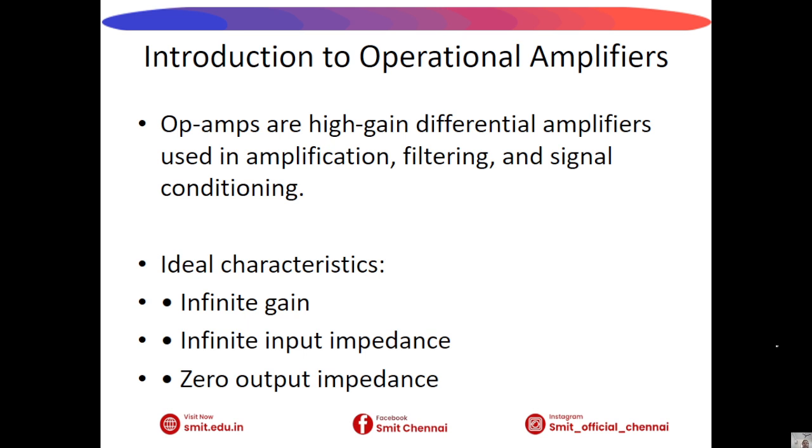First, we see about the introduction to operational amplifiers. An operational amplifier or op-amp is a high-gain differential amplifier widely used in analog electronic systems. It amplifies the difference between two input signals. An ideal op-amp has infinite gain, infinite input impedance, and zero output impedance. Although practical op-amps do not achieve these ideal values, they are designed to come as close as possible.